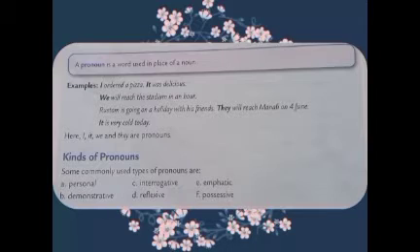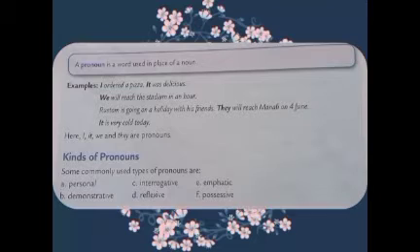Next, Rustum is going on a holiday with his friends. They will reach Manali on 4th June. Rustum is going on a holiday. With whom? With his friends. So, they will reach Manali on 4th June. Here in plural we use they. The pronoun they is used in plural. Rustum along with his friends, we refer to all of them with the word they.